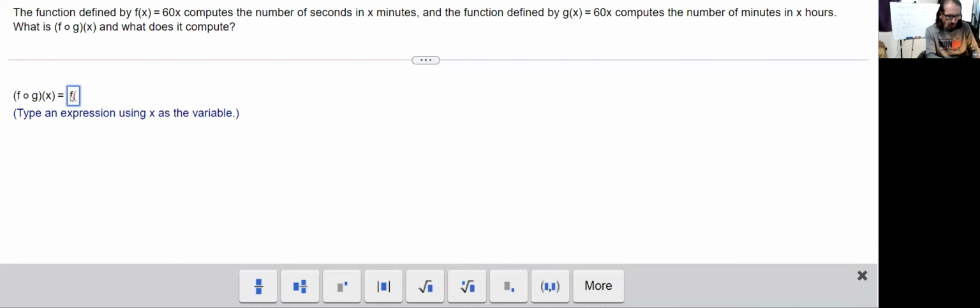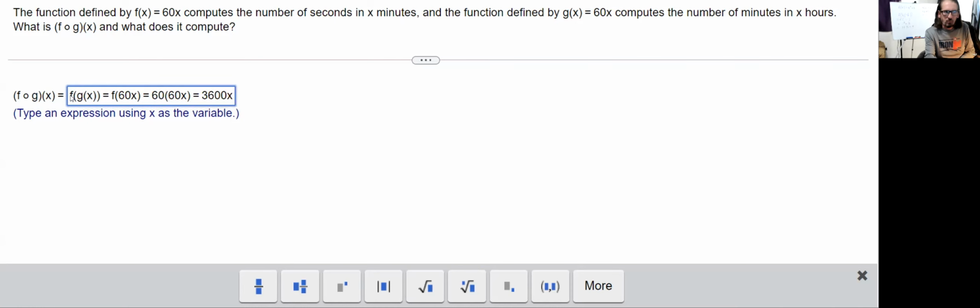This should verify for us that composition is not the same as multiplication. Remember, F follows G of X. We could write F of G of X. And our formula for G of X was 60X. So what we're doing is we're taking that 60X. When we plug that into F, that is taking the place of the X. So we're not doing 60X times 60X. That would be 3600X squared. What we're getting here is just 3600X.